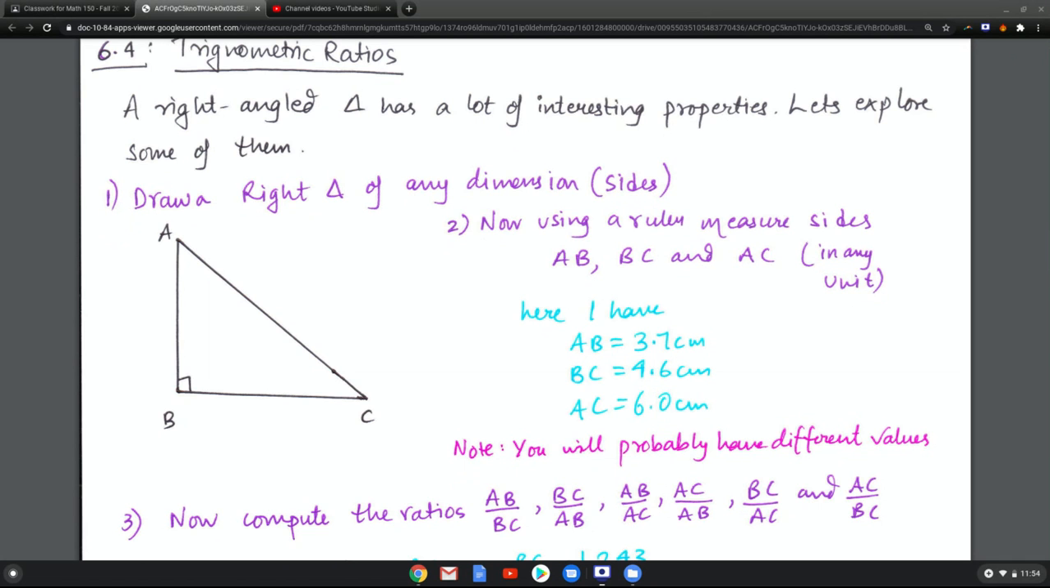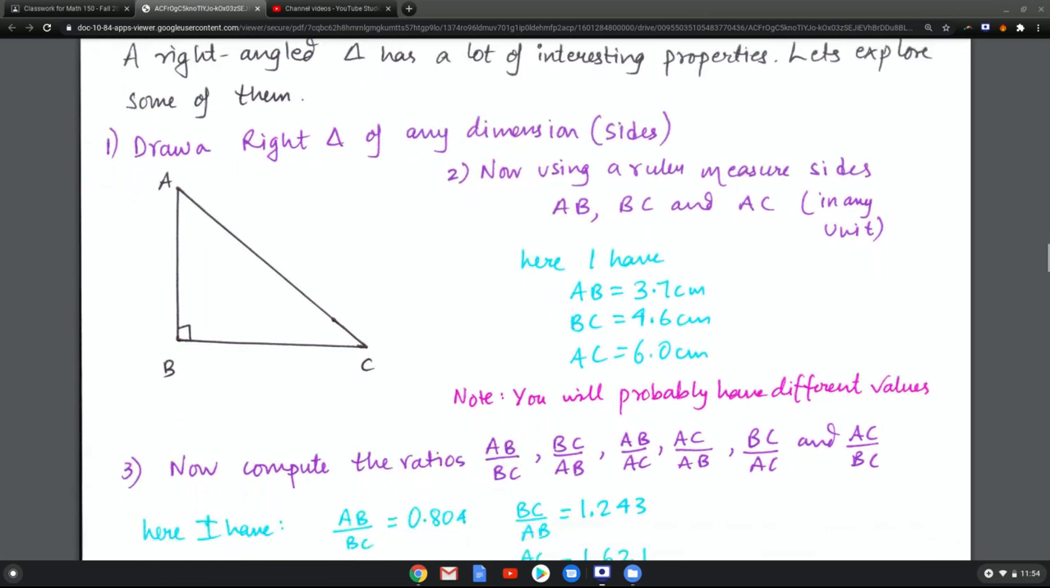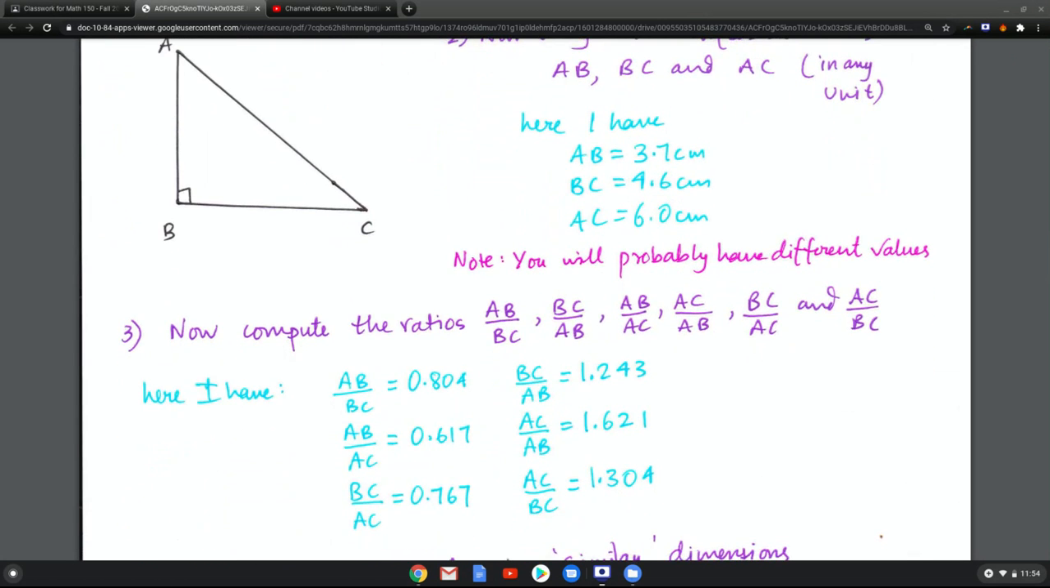Using a ruler, you measure the three sides, AB, BC, and AC. Here I have AB is 3.7, BC is 4.6, and AC is 6.0. You will probably have different values.